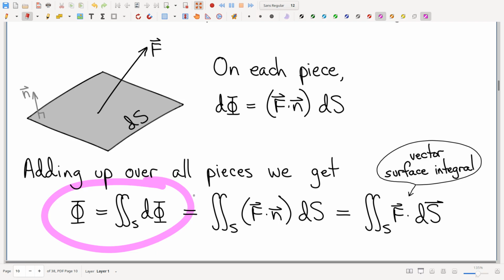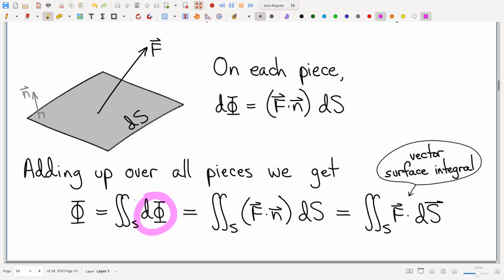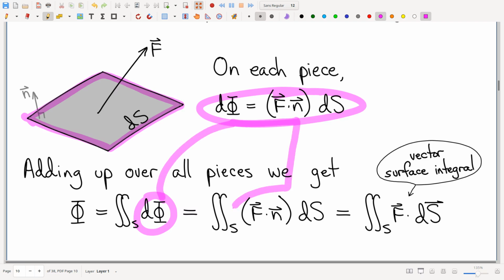On each little piece, if I want to know how much flux there is through this piece of surface right here, just this one little bitty piece of surface, magnified for visual convenience, this is an itty bitty teeny tiny little piece of surface. Well, again, it's approximately flat, and the vector field is approximately constant, so the flux is just the formula. Right? So d phi becomes that.